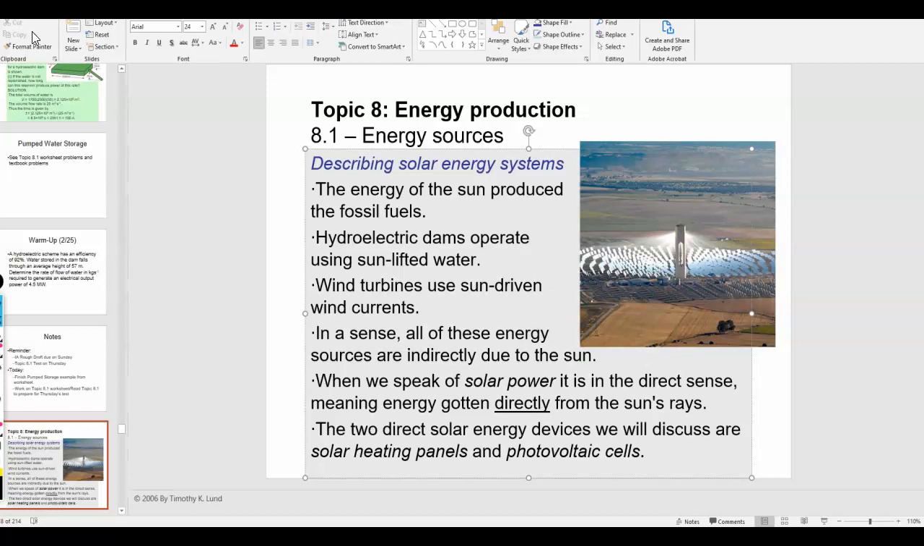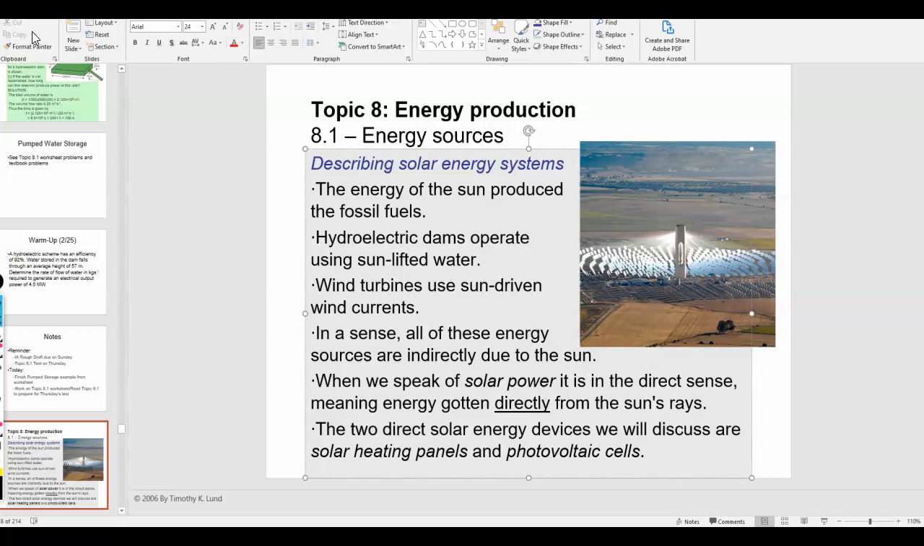Okay, so for example, the energy of the sun originally produced fossil fuels. Hydroelectric dams work with sun-lifted water because the sun evaporates the water and then it rains into the dam, and so on. Heat gradients caused from the sun create wind, which, as we talked about in the last video, is used to create electricity through the use of wind turbines. And so, in a sense, all these different energy sources tie indirectly back to the sun.